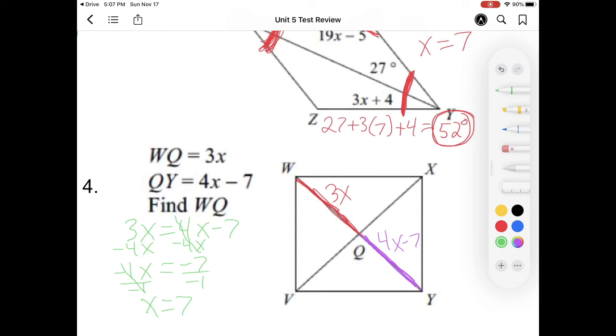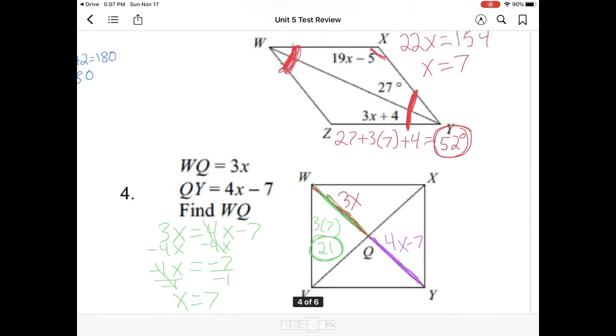So that's not what it was asking for. It was asking for what is the distance between W and Q. So that means we're going to have to do 3 times 7, which is 21. And that is our answer for 4.